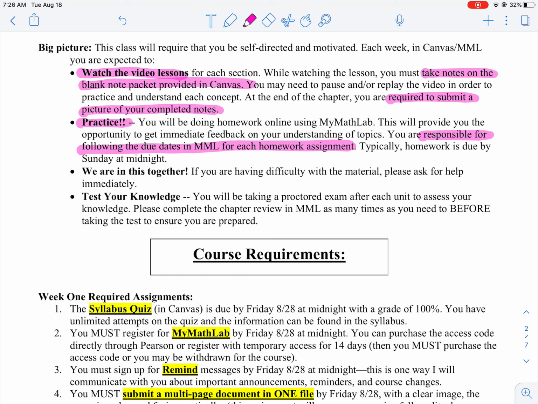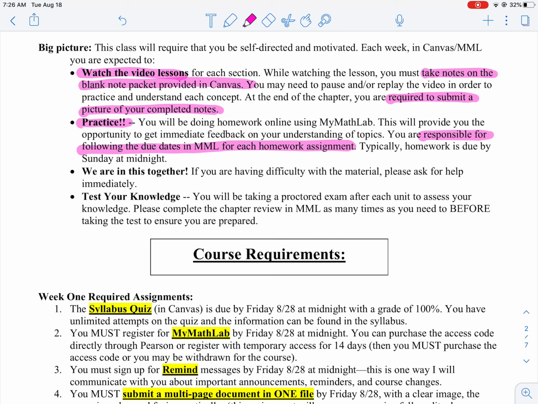It is your responsibility to follow the due dates in Mymathlab for each homework assignment. What I highly suggest you do is on the front page of Canvas, I've posted a calendar. I would print that off now so that you have a schedule for when all of the assignments are due. So please make sure that you are paying attention to all the different due dates for homeworks and exams and so on. Okay? Typically homework is due by Sunday at midnight.